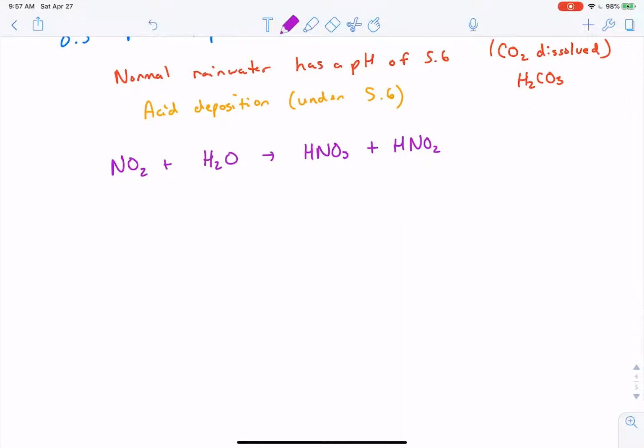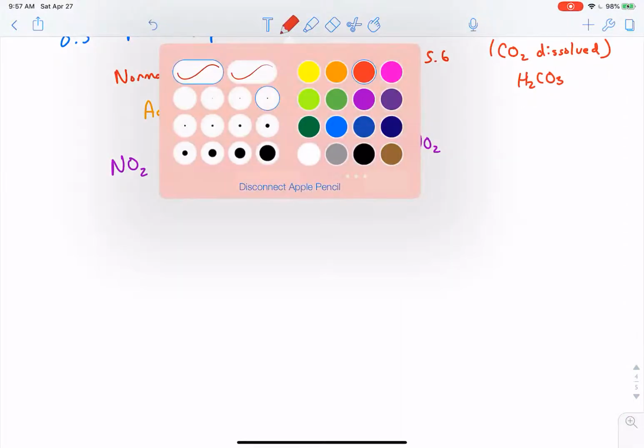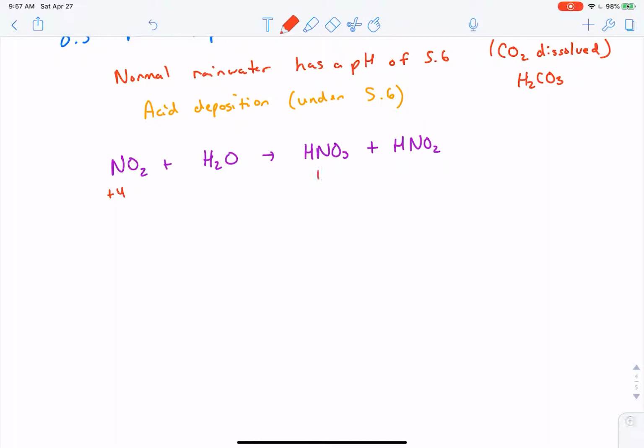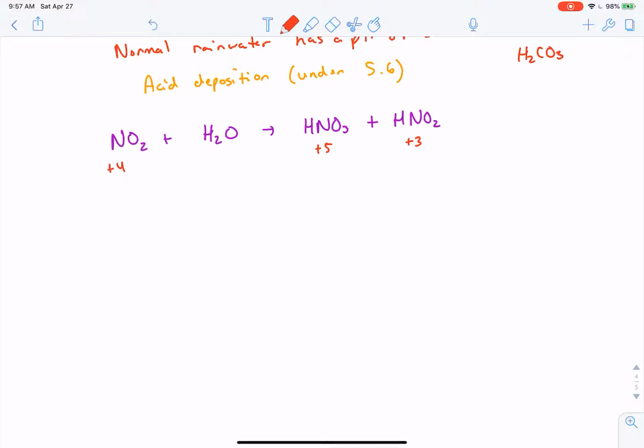It does because N is plus 4 here, and then it is plus 5 and plus 3 here. For non-IB information, this is called a disproportionation reaction, when something oxidizes and reduces in the reaction. So tying into redox again. The sulfur dioxide plus water forms H2SO3, and then the sulfur trioxide with water forms sulfuric acid.